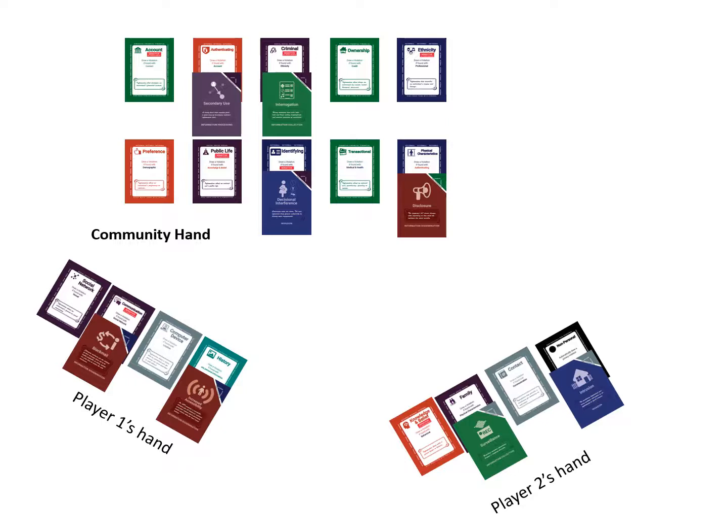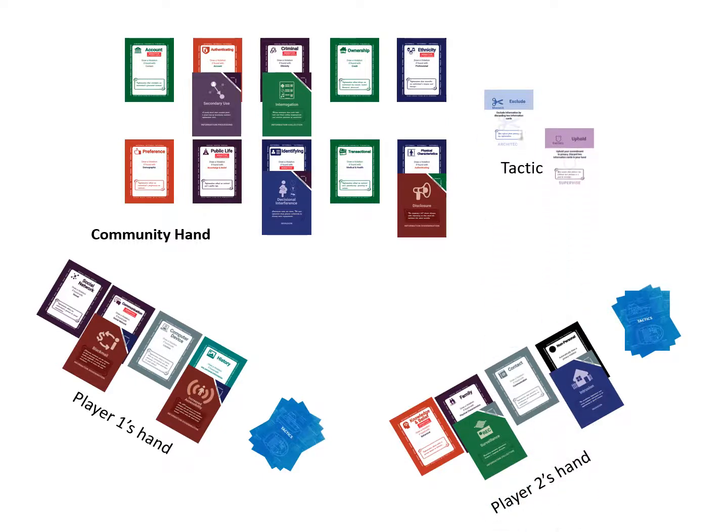We now deal the tactic cards. Each player gets 3 tactic cards face down. So deal those first to player 1, then to player 2. In addition, 2 tactic cards are placed face up in the tactic bank. These tactics are available to each player should they choose to use them.